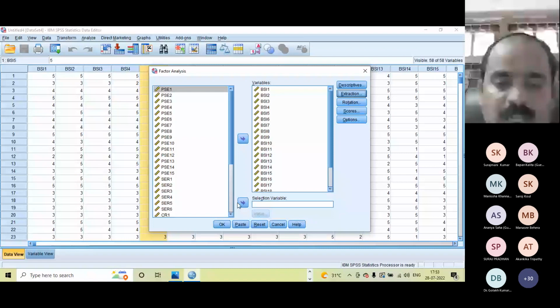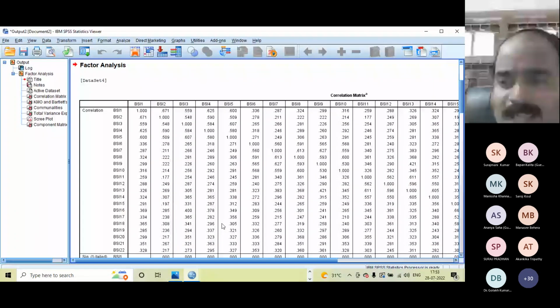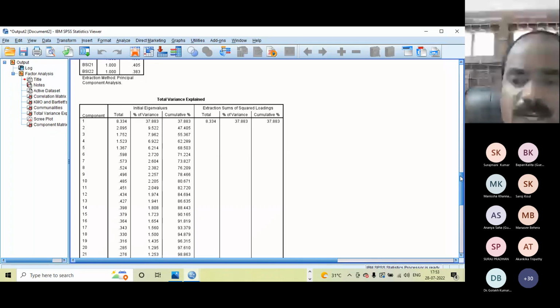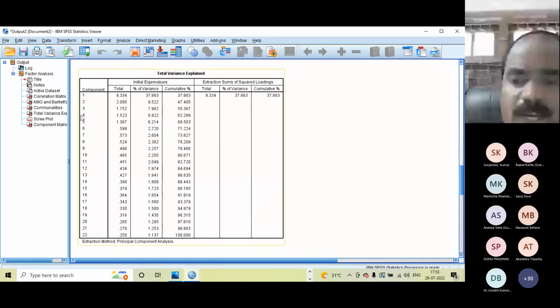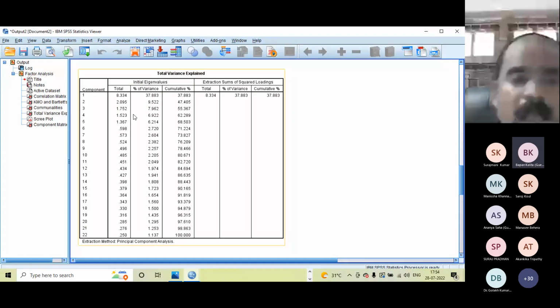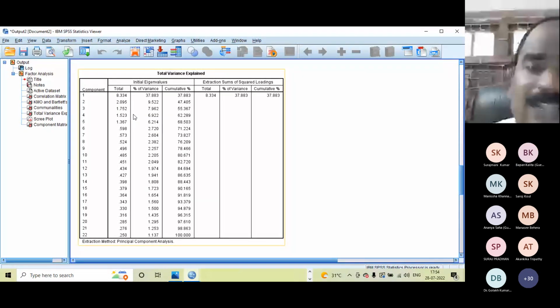Now click OK. What is happening? Let us see. The same table will be created. Look here. The same table has been created. According to my choice, software has given me only one factor. All of you able to see my screen? Yes, sir. Okay. According to my choice, software has given me only one factor.